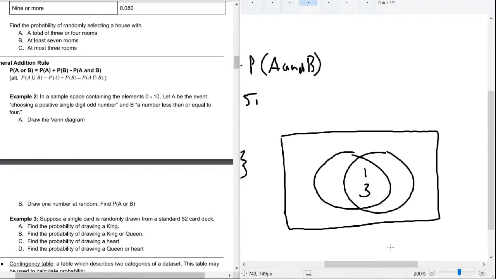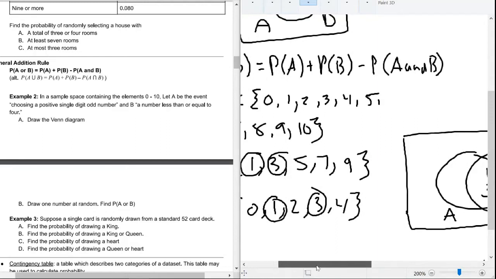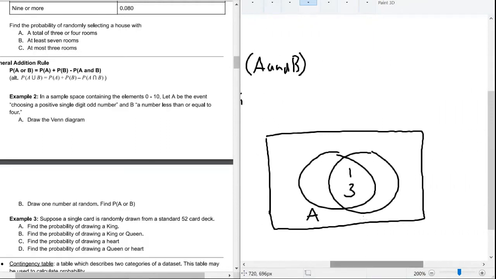Now for event A, suppose this first circle here is event A. Event A should still have 1, 3, 5, 7, and 9. Keep in mind, this entire circle is event A. It has to have 1, 3, 5, 7, and 9. 5, 7, 9 we can place inside the circle, but not in the overlap.